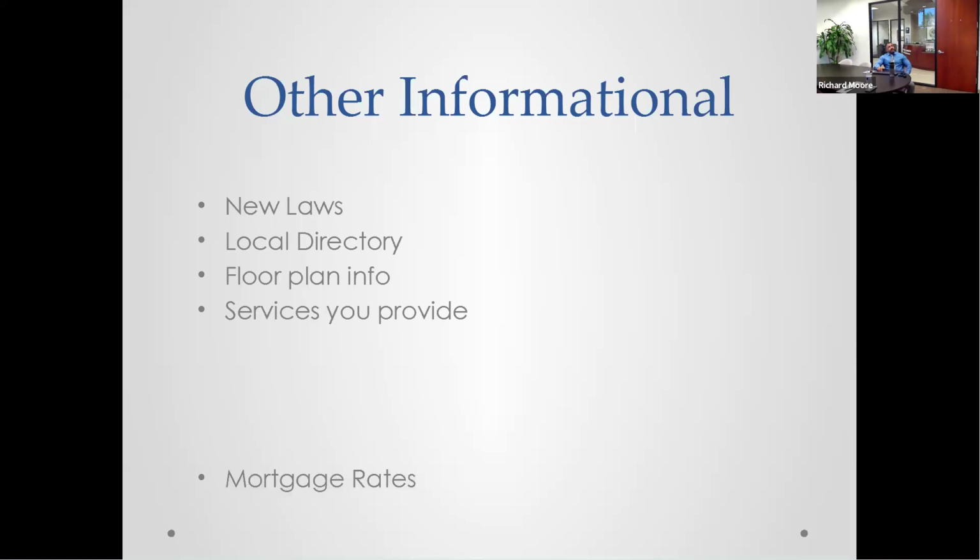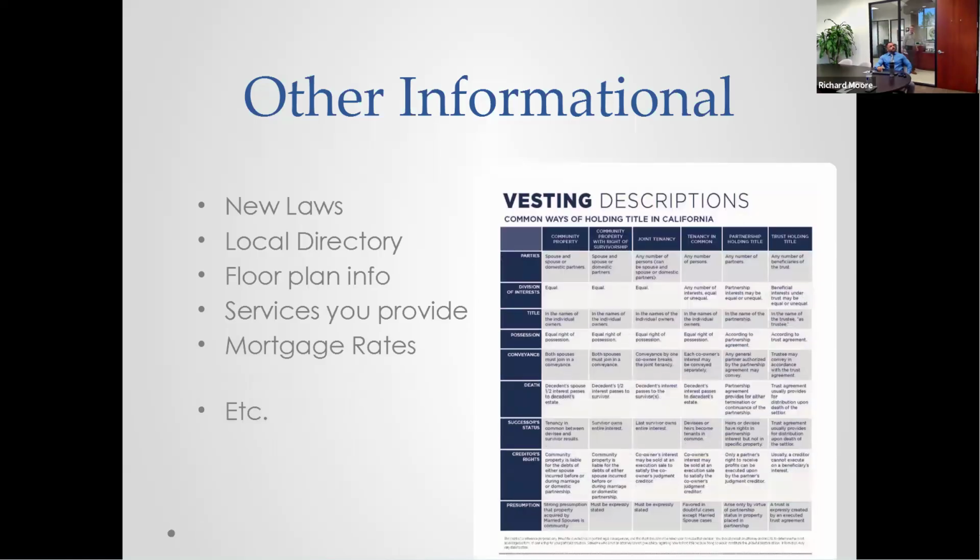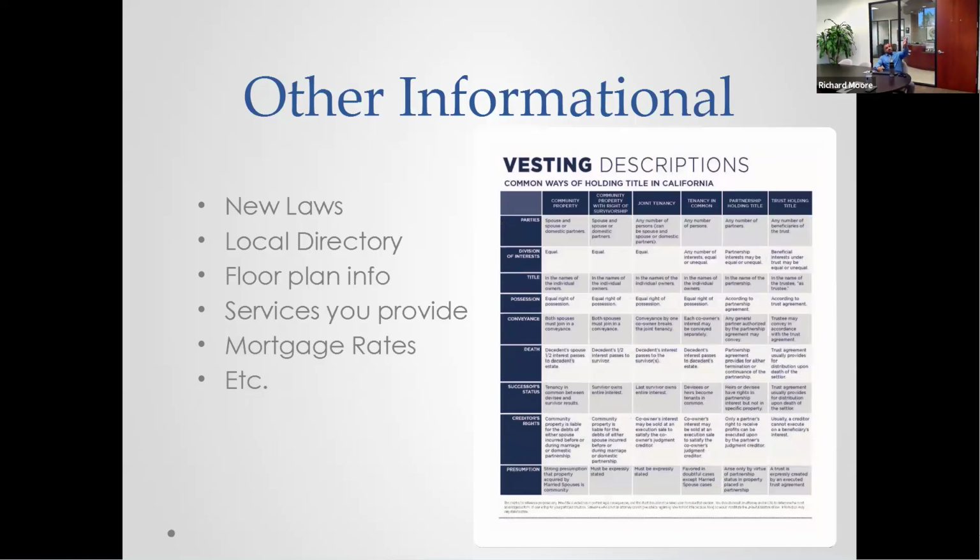services you provide, we talked about that. Mortgage rates, you can give them a history of mortgage rates over the last couple of years, and even do it in a chart so it shows how it's going up and down. Vesting descriptions, that's something most people don't see, like, how do you hold title on your property? It shows what each one's called and what the difference is between the different ways of holding title. But anyway, it's just more ideas on what to send out.